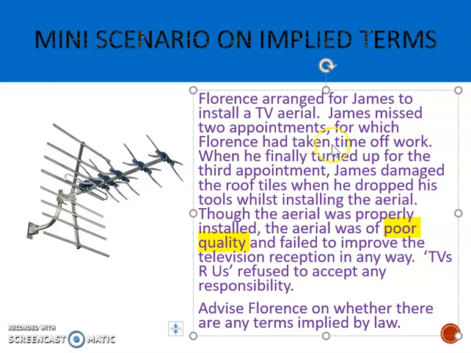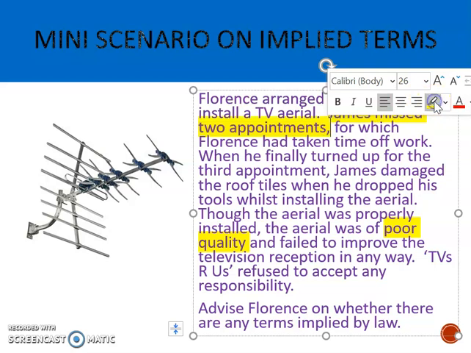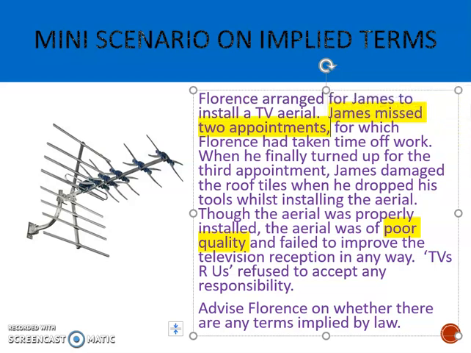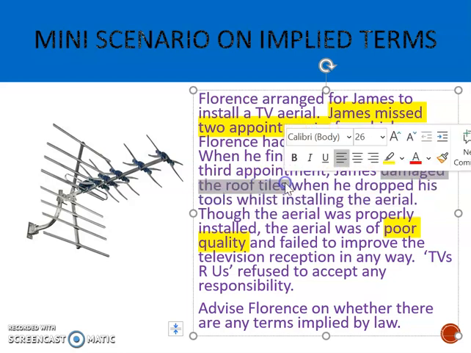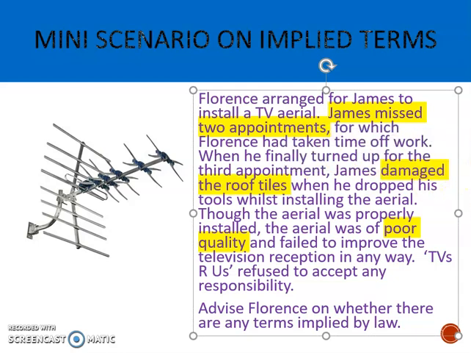Other things that might have jumped out at you here is the fact that James has missed 2 appointments. So when we looked at that previous slide, it said that work would be carried out within a reasonable amount of time. So could we maybe say that it wasn't a reasonable amount of time because he's missed 2 appointments? And then we've got the issue here of James damaging roof tiles when he dropped his tools. So he's damaged something there. So could that maybe indicate that he's not using reasonable care and skill doing his job?